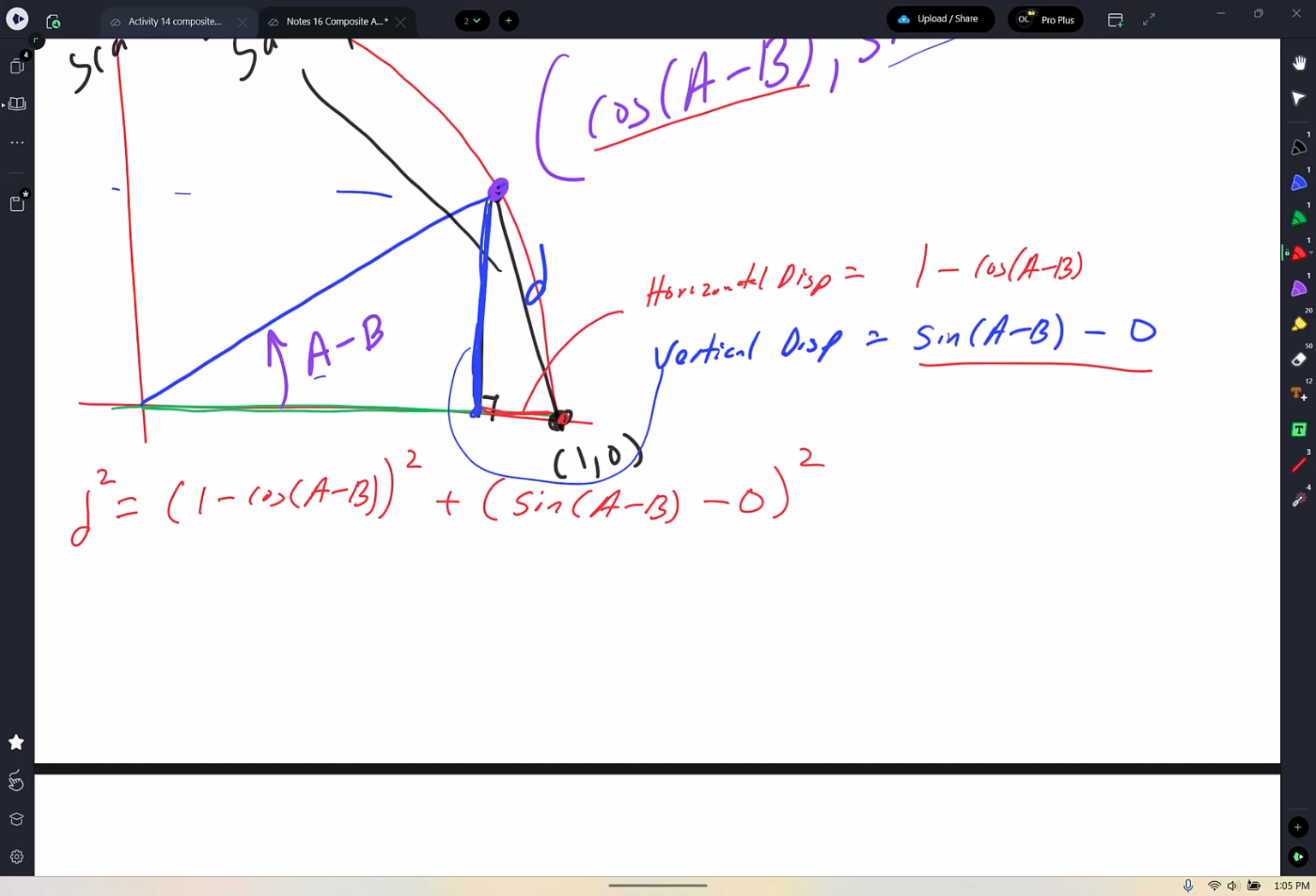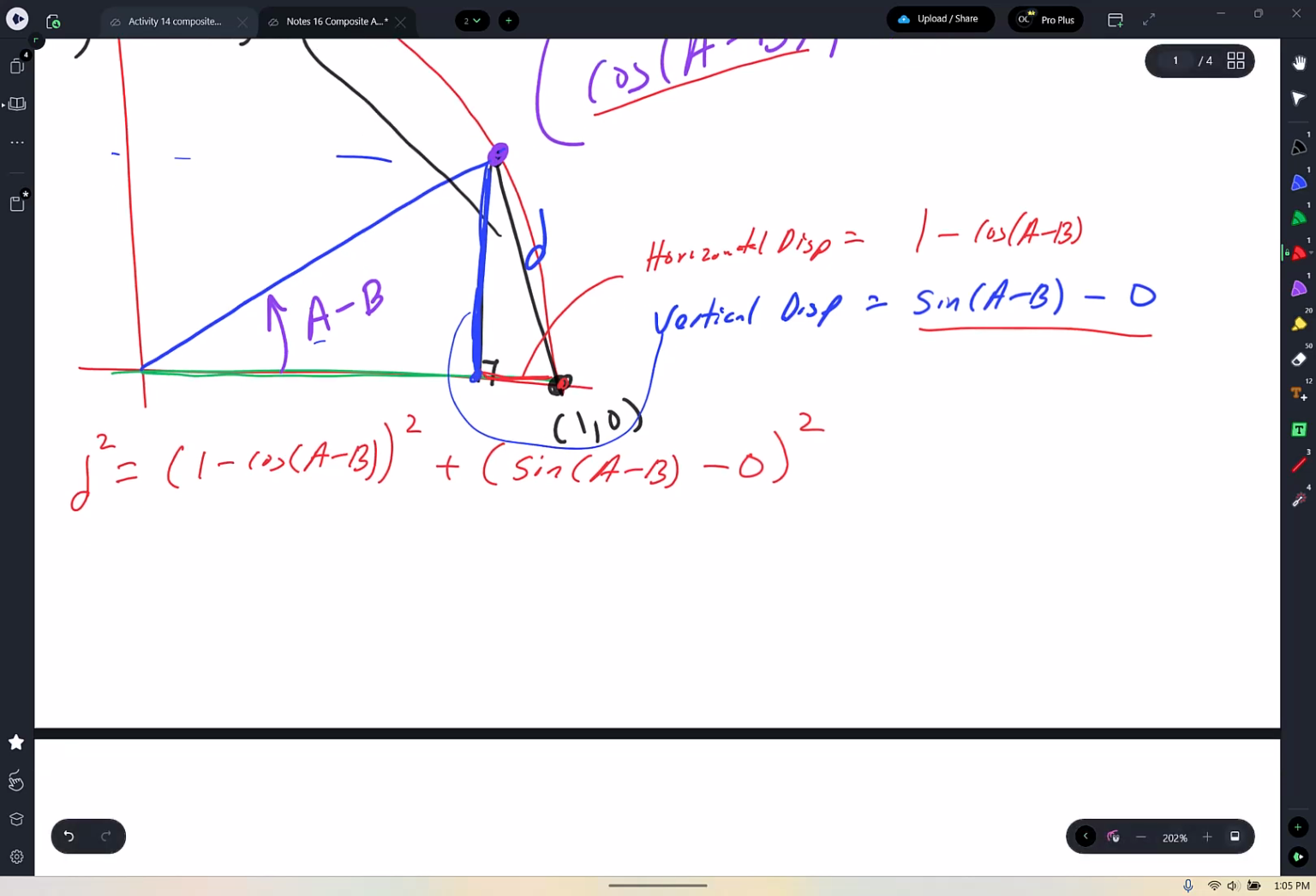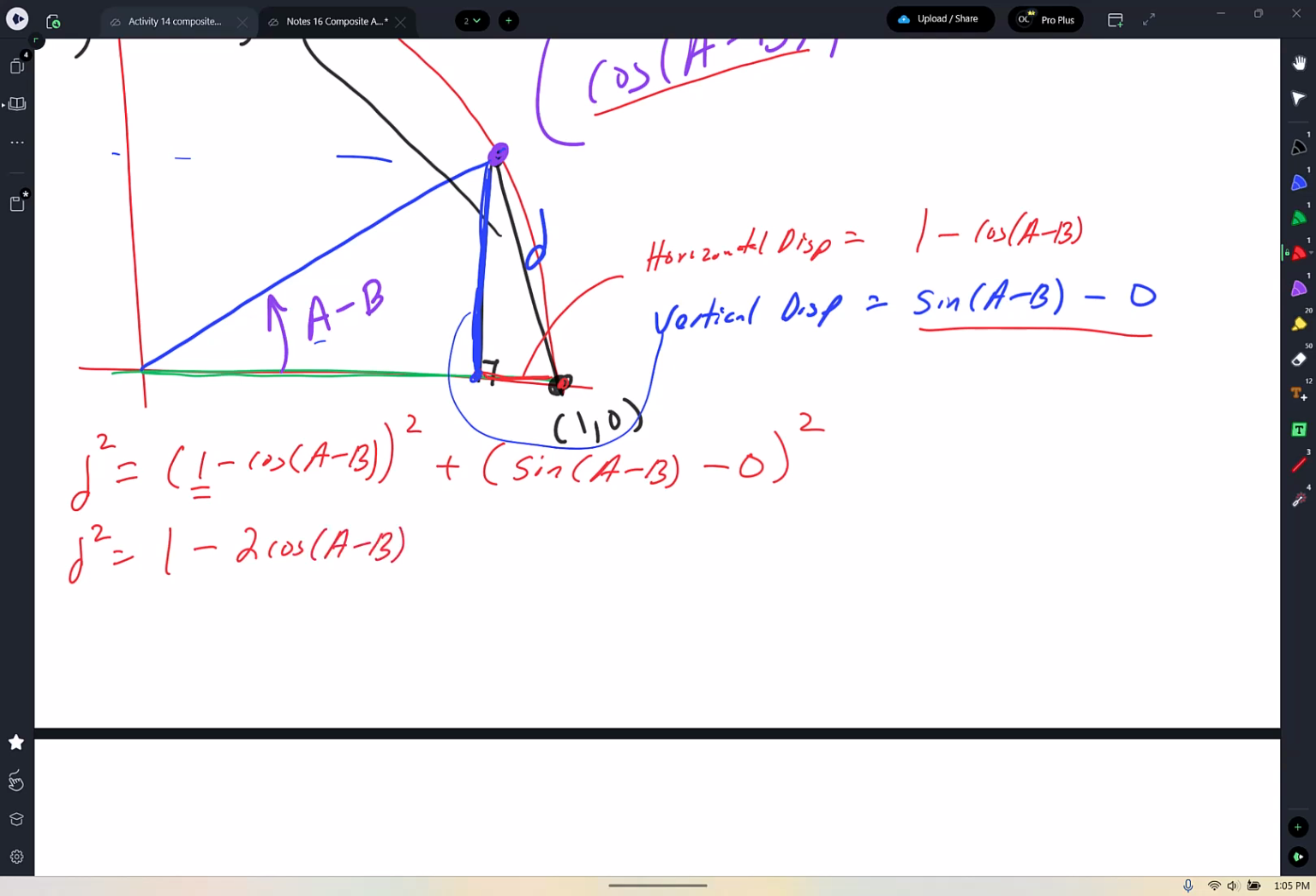I'm going to expand it. Look how beautiful this is going to be, guys. D squared equals, what's 1 times 1? 1. And then 1 times cosine A minus B is cosine A minus B, but how many of them am I going to have? So I'm going to write minus 2 cosine of A minus B. And then negative cosine A minus B times another negative cosine A minus B. Negative times a negative is a positive, cosine squared of A minus B. And then anything minus 0 is itself, so I'm just going to square that. So plus sine squared of A minus B. So catch up to here.